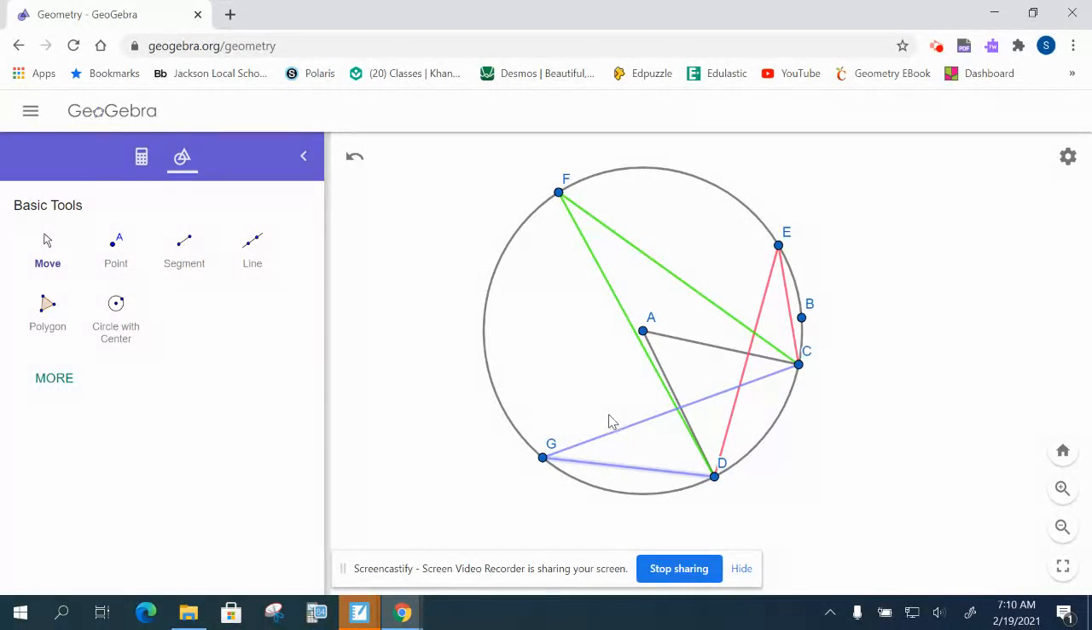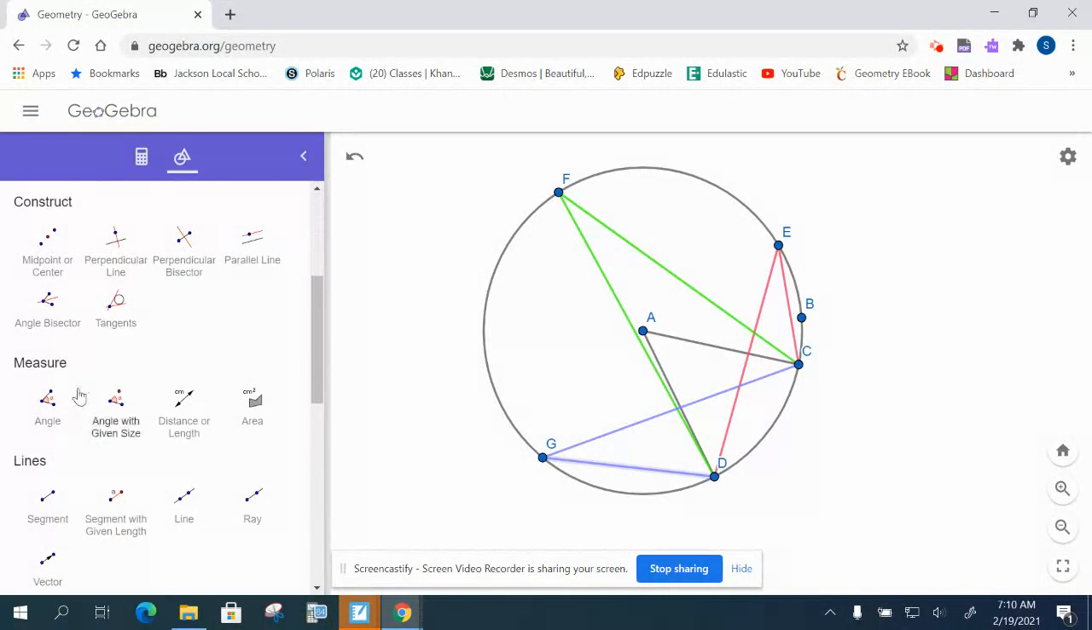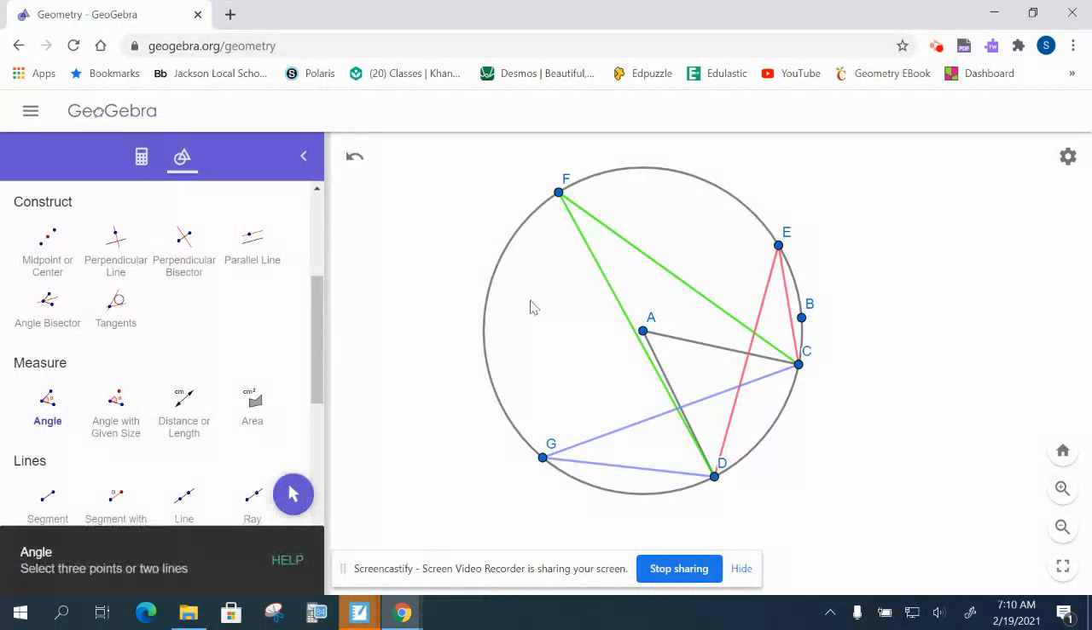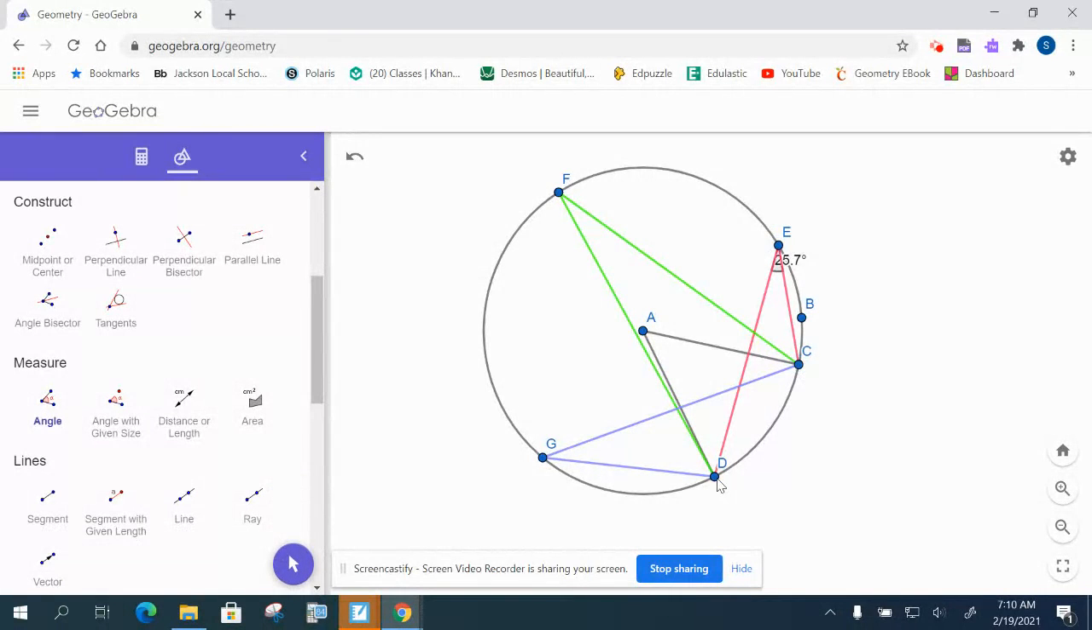Okay, so we have created three inscribed angles. Now we're going to use the measure tool to measure each angle. So click on More, scroll down to Measure an Angle. So I'm going to measure angle CED, it's 25.7, CFD, 25.7 again, and then CGD, guess what's going to happen? 25.7 again.